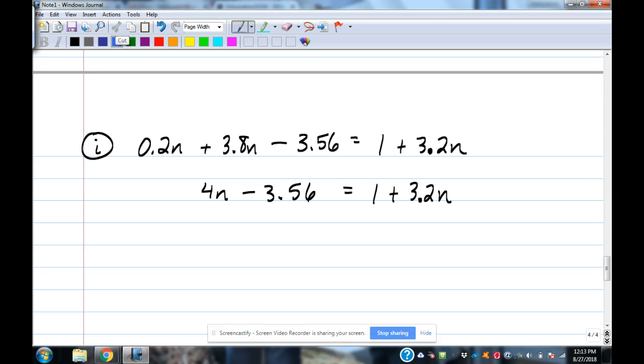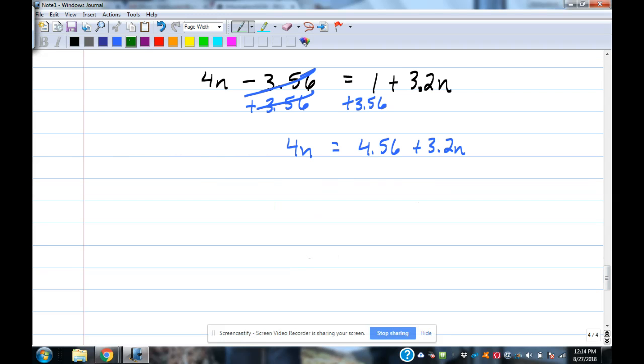What is a legal move to do next? All right, I heard two answers. I heard you could subtract 3.2n or you could add 3.56 to the 1. Either way works just fine. I'm going to add the 3.56. And there's 4n equals 4.56 plus 3.2n.